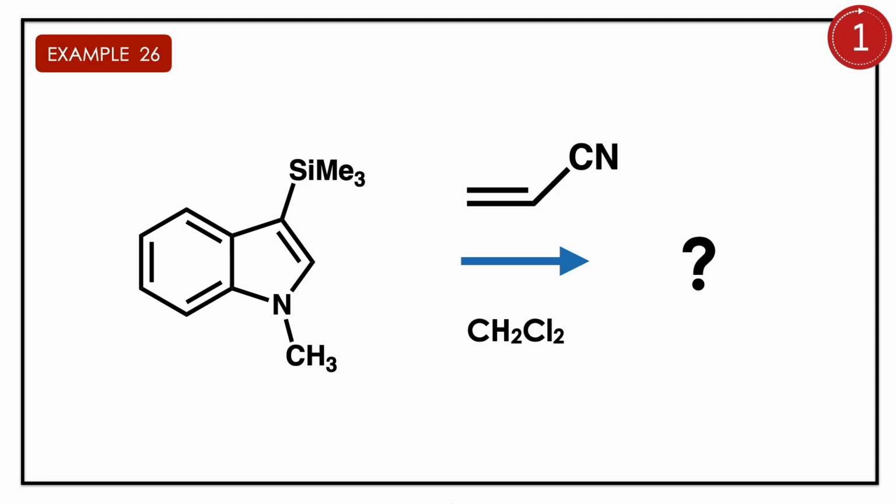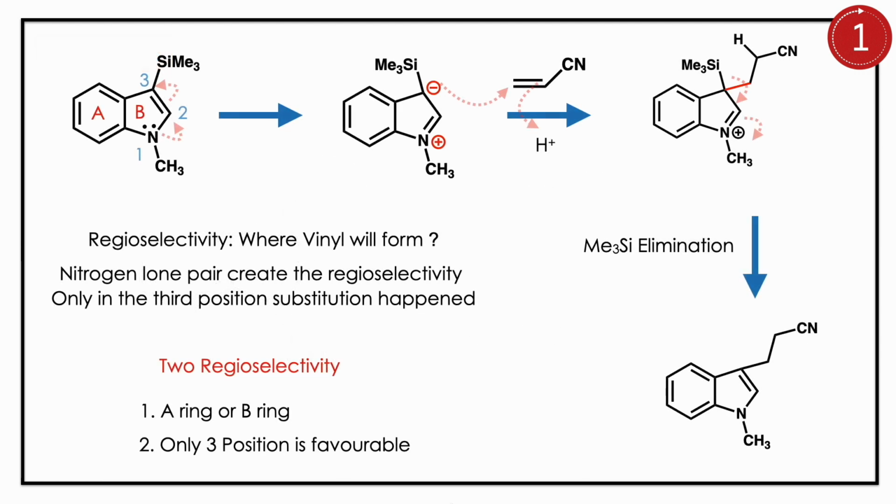Then the next example you have indole, N-methyl is there and trimethylsilyl also there. You are using vinyl cyanide and dichloromethane. You should find what will be the final product. The reaction is interesting because mesomeric nitrogen creates the nucleophile here. Nitrogen lone pair travels, which creates the possibility of a nucleophile, which will attack another starting material, which is vinyl cyanide.